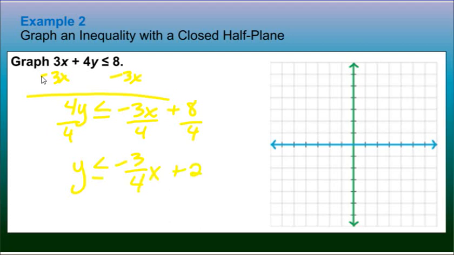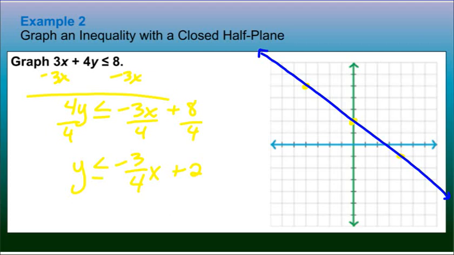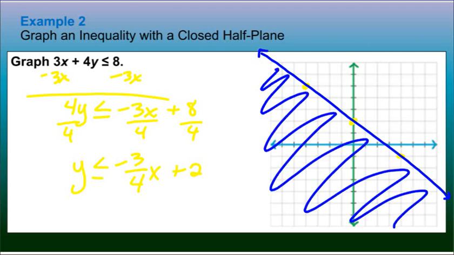plus 2. So I put a point at +2. And then I have a slope of -3/4. So down 3 to the right 4. Or I can go up 3 to the left 4. And I have a solid line because it can equal anything on that line. And then it says less than that. Less than means it's going to be below. It's going to be below the line. So everything below here, I would have shaded down below here.